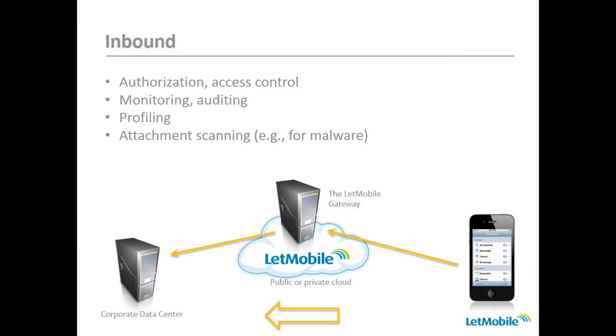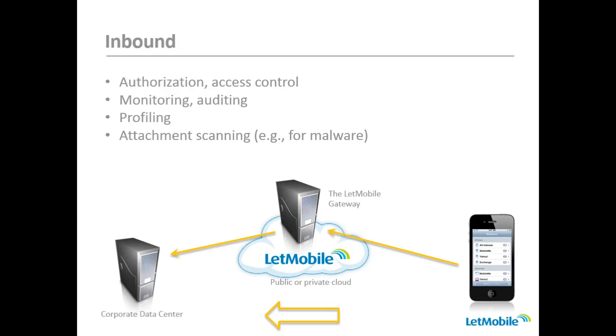So how does the solution work? As I said, we are a gateway. What it means is you currently expose ActiveSync, the email. We are an ActiveSync gateway, currently, and an HTTP gateway in the near future. Now all the email traffic, which ActiveSync, by the way, is the default protocol for all emails, is passing through the Let Mobile server. So for the inbound traffic, we make sure that everything that goes into your organization is authenticated, is authorized, is okay to get in. This is the first step.